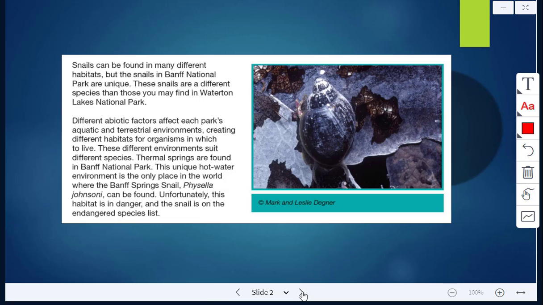So for example, thermal springs are found in Banff National Park, and these thermal springs have very hot water. So this unique hot water environment is the only place in the world where this specific snail, the Banff spring snail, Physella johnsoni, can be found. But because this habitat is in danger, this snail is on the endangered species list. And you may have seen this when you go to Banff and you go to the Cave and Basin. You may have seen this snail there.